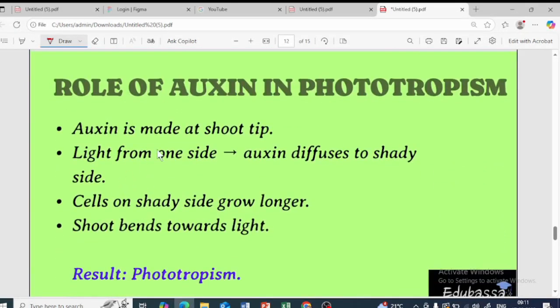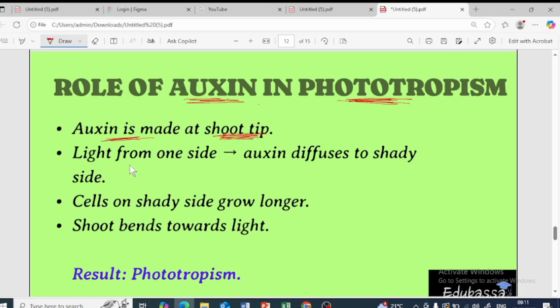So next is the role of auxin in phototropism. Auxin, we already know, is a growth promoting hormone. What is its function? Elongation of the cell. We already mentioned in the previous slide that it helps for phototropism. How exactly? We'll know now. See, where is auxin present? Mainly at the shoot tip it is present.